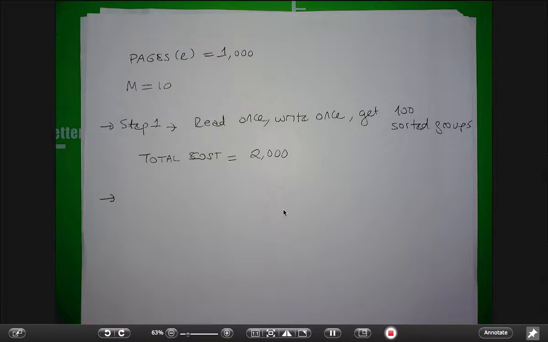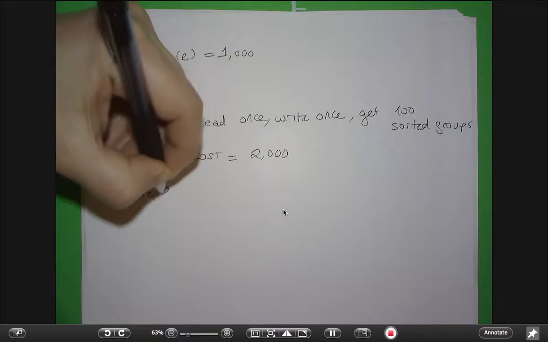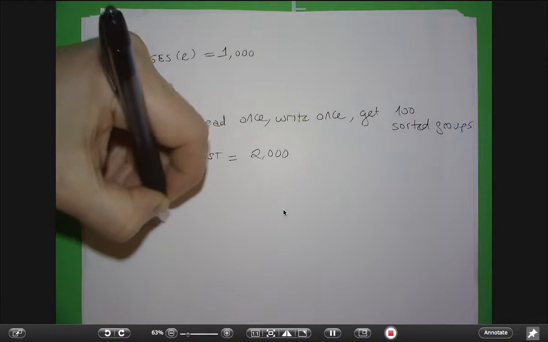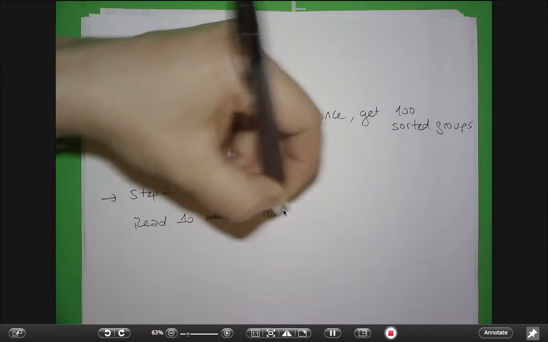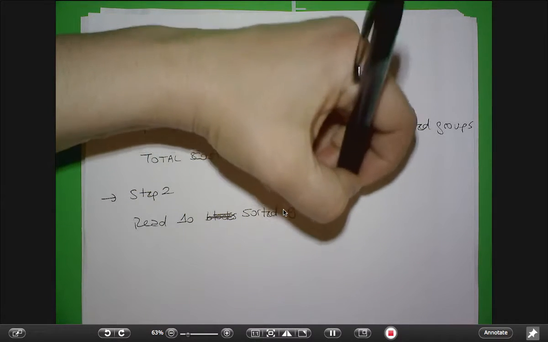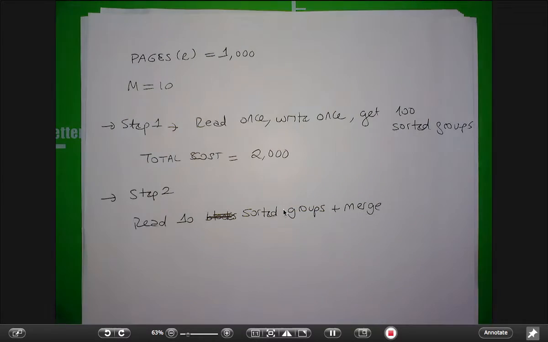I can only merge 10 of them. Okay? Actually, it's a little bit more, because I can only merge 9 of them, because I have to use 1 for output, right? So basically, we are going to disregard that for simplicity. But in step 2, I'm going to read 10 blocks, 10 sorted groups, and merge, because m is equal to 10.